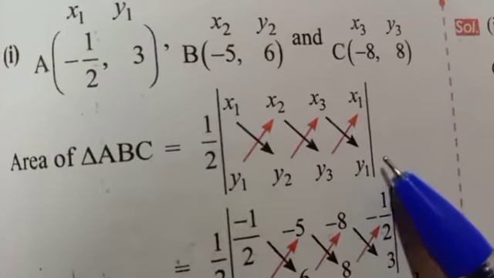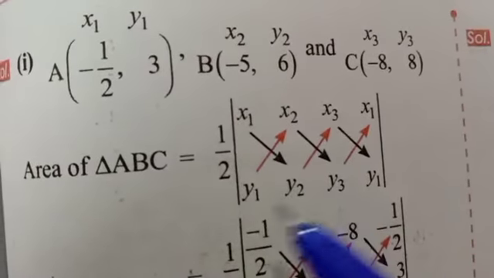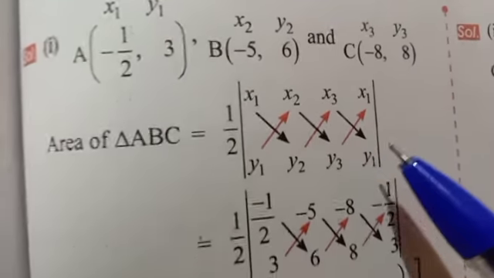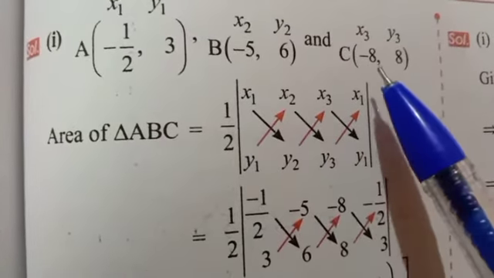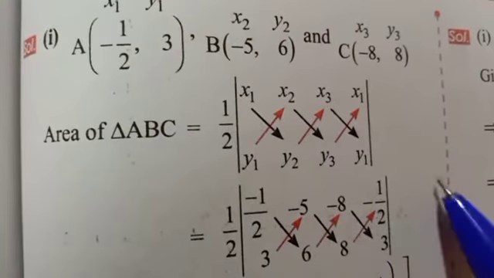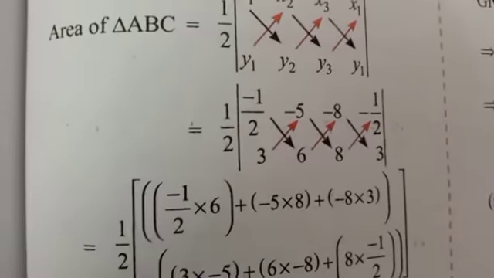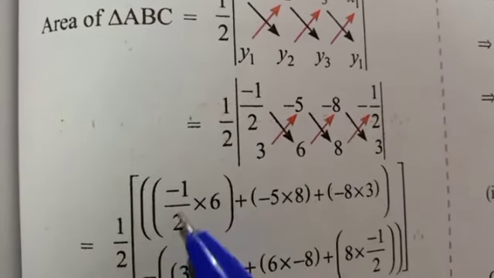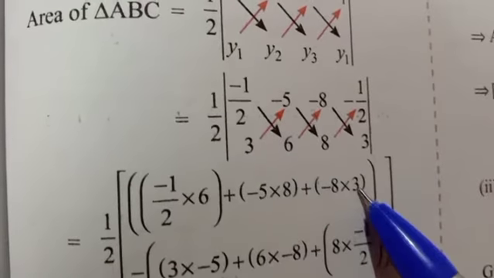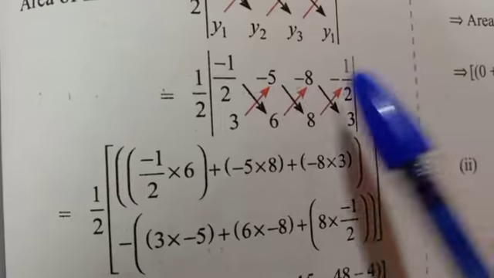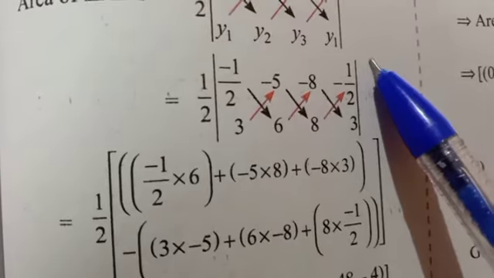For the area of the triangle, you write the formula: half into the determinant with x1, x2, x3, x1 in the first row and y1, y2, y3, y1 in the second row. This is the formula. Now substitute the values: x1 is -1/2, x2 is -5, x3 is -8, then again the x1 value, then y1, y2, y3 below. That is 1/2 into [(-1/2)(6) + (-5)(8) + (-8)(3)] minus, the upward arrow in the middle, [3(-5) + 6(-8) + 8(-1/2)].